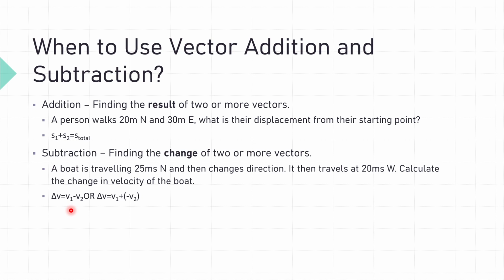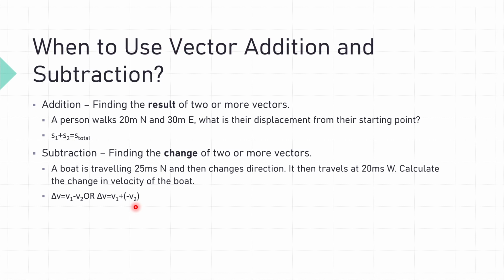But delta V is the change in velocities. So we should already be familiar with this idea of change in velocity. That's a lot of the time where we would use vector subtraction in particular. But yeah, delta V, or change in velocity, is always equal to velocity 1 minus velocity 2. Generally, that means final minus initial. But we can use, again, another way of representing or writing delta V, and we could write delta V is vector 1 plus negative vector 2.